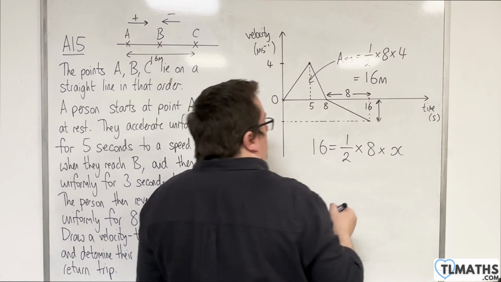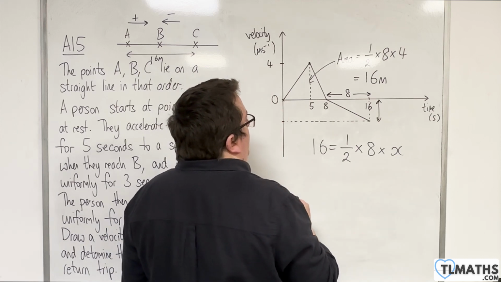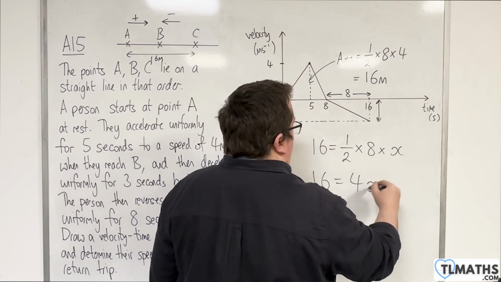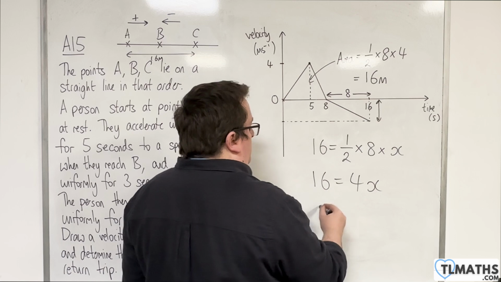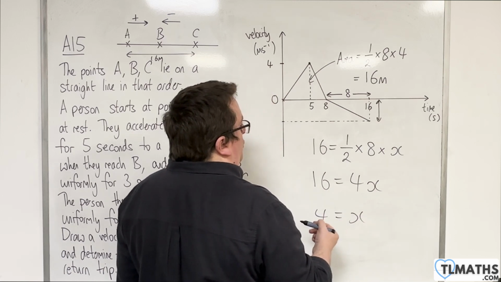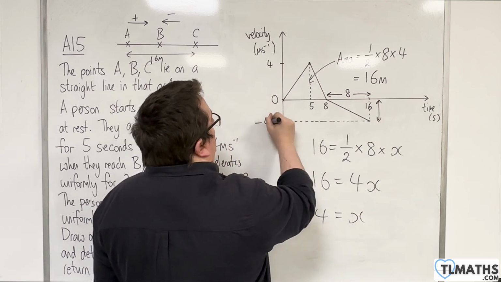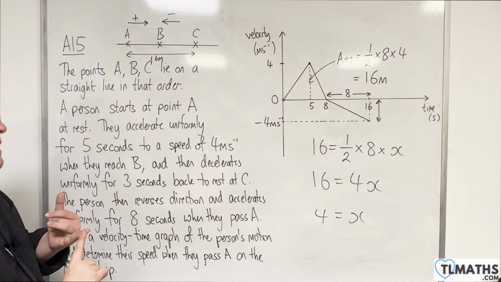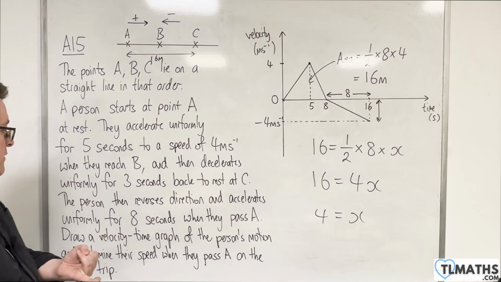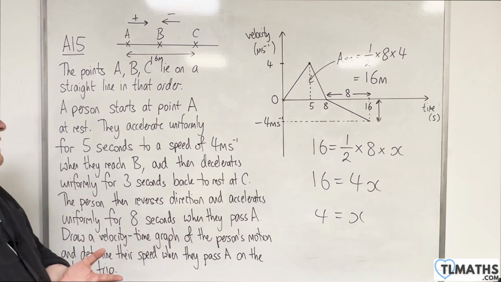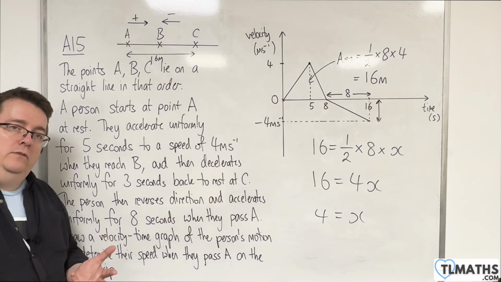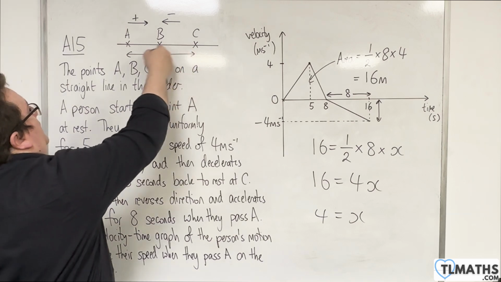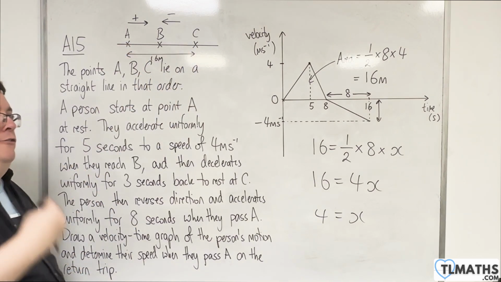Okay? So, if that's the case, then we've got 16 is equal to 4x, divide both sides by 4, and so x must be 4. So that must mean that it must reach a velocity of -4 meters per second, or the speed when they pass A must be 4 meters per second. Okay? So they travel for 8 seconds from C to A, and by the time they reach A, they're travelling at 4 meters per second.